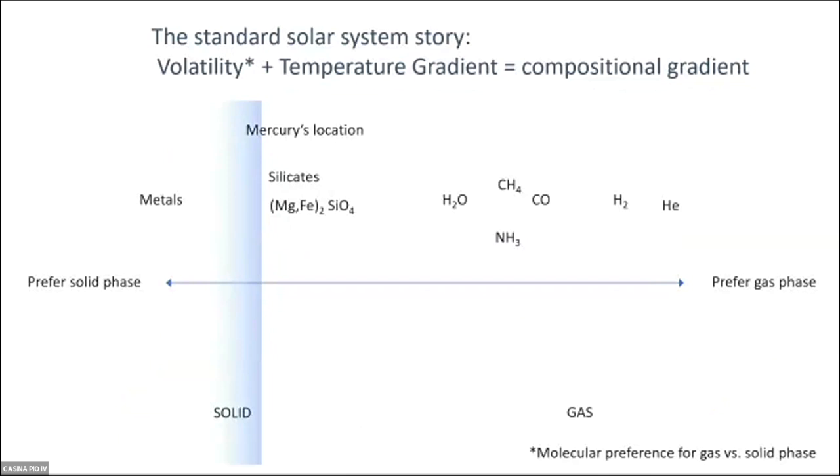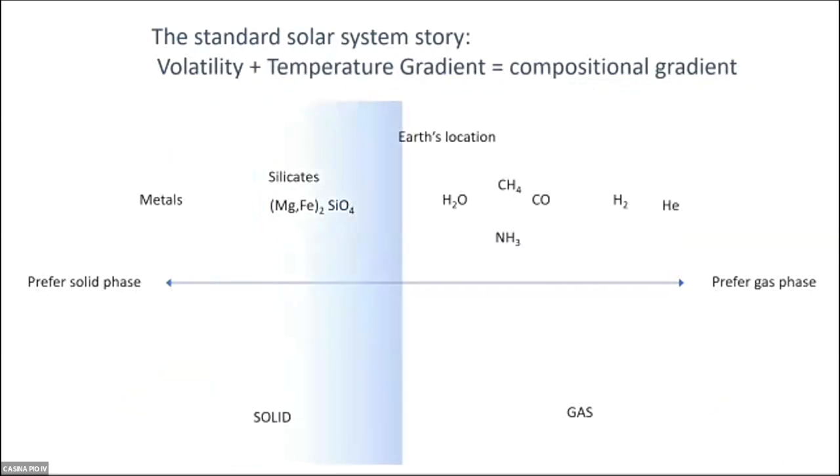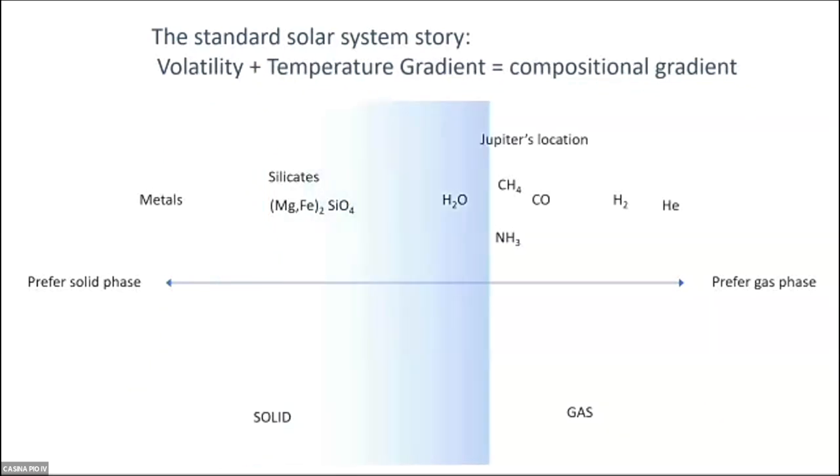And the reason for this is this kind of basic story that we tell ourselves, which says that if you combine this temperature gradient with volatility, meaning the preference of a material for being in the gas versus the solid phase, you get different compositions. So for example, if you're close to the sun, only a few materials are solid, so that makes your Mercury. And as you get further away, Earth has a few more materials, and then Jupiter, and then Neptune, and so on.